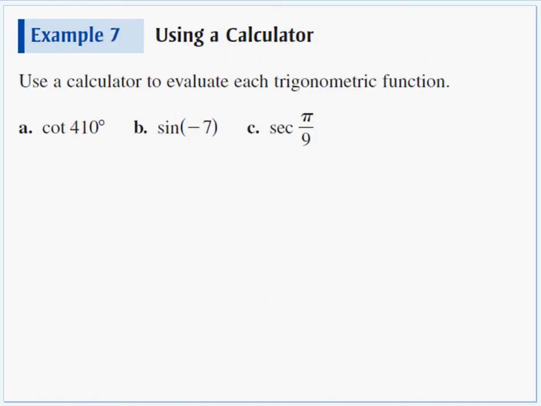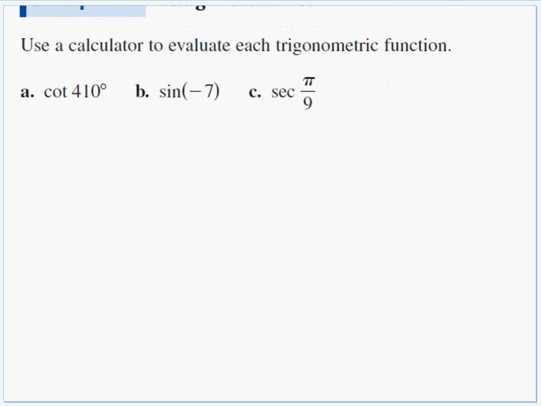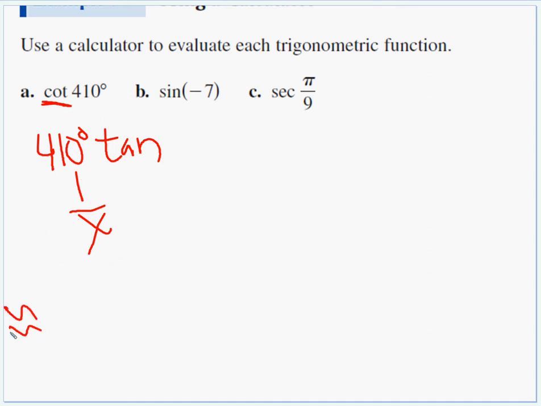All right, these are just calculator problems. The first one is cotangent of 410. On the calculator, I'd type in the 410. If you're using a TI-30, there is no cotan key, so we would do the tan of 410 and then flip that with the 1 over x key to invert it. That is approximately, rounding to 4 spots, 0.8391.